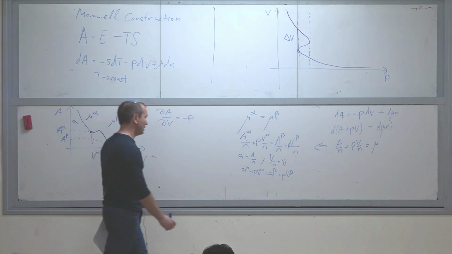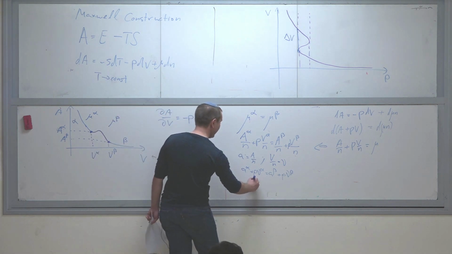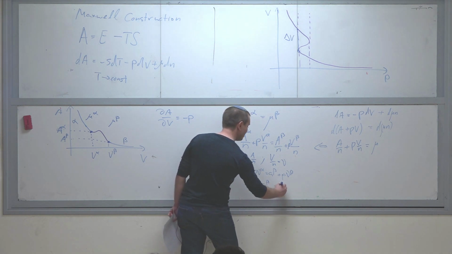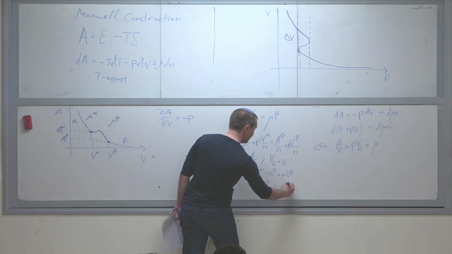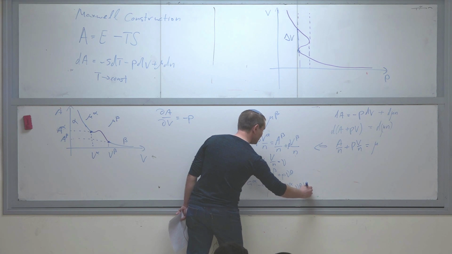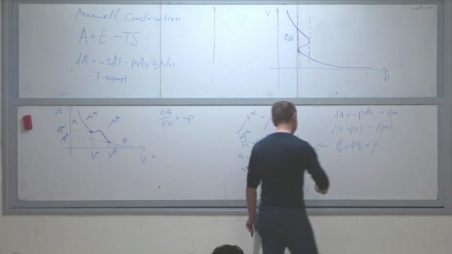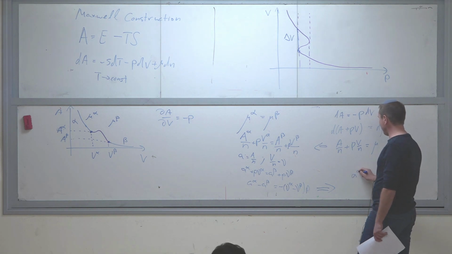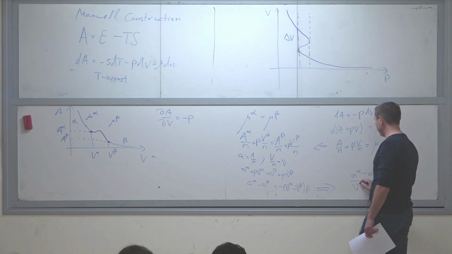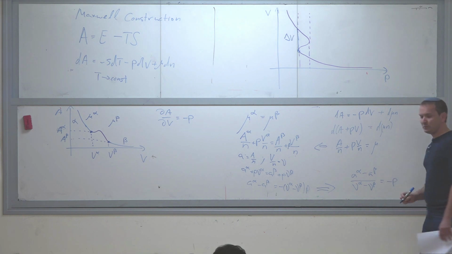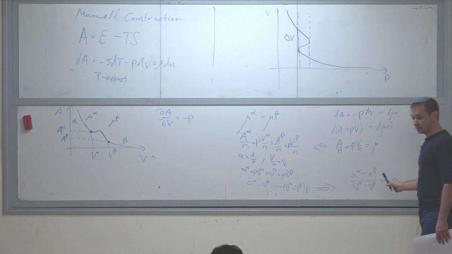And from this equation we obtain that A alpha minus A beta equals minus (v alpha minus v beta) multiplied by P. And finally, we obtain that A alpha minus A beta divided by v alpha minus v beta equals minus P. Any questions?